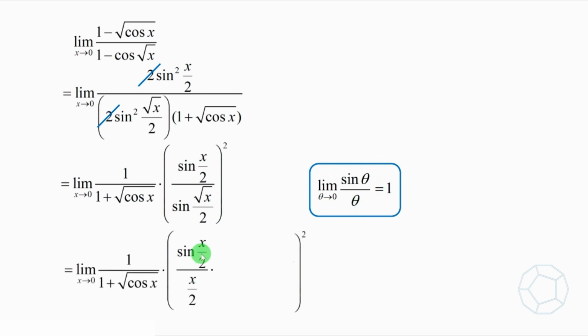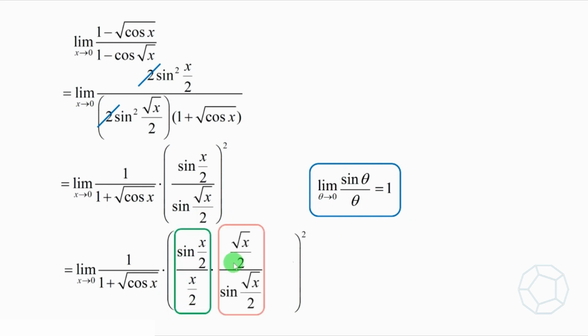So for the numerator, we divide x over 2. And for the denominator, we multiply square root x over 2. To keep the expression unchanged, we'll have to multiply an extra square root x inside the bracket. By doing so, we'll have the same indices of x in the numerator and denominator. Makes sense, right?